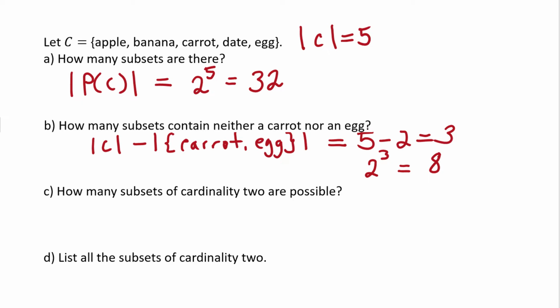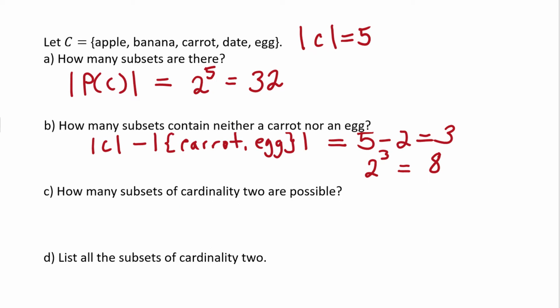Question part C. How many subsets of cardinality 2 are possible? The question that's asking is, in how many ways can 2 be chosen from a set of 5? We are solving for in how many ways can you choose 2 from a set of 5. This is a combination. The formula we use will be 5 factorial divided by 5 minus 2 factorial times 2 factorial.